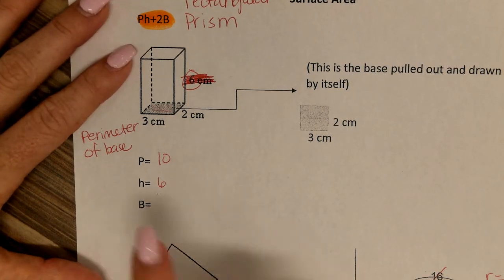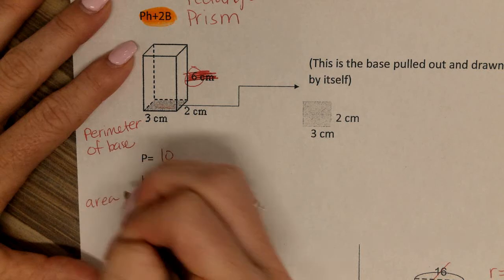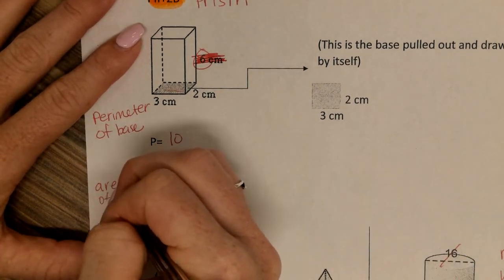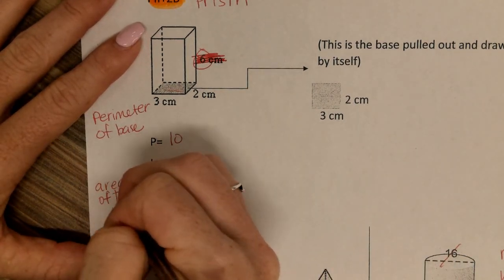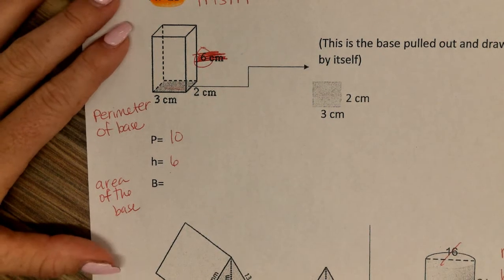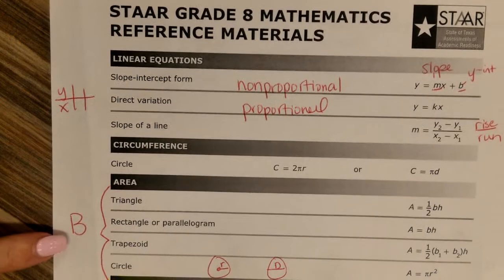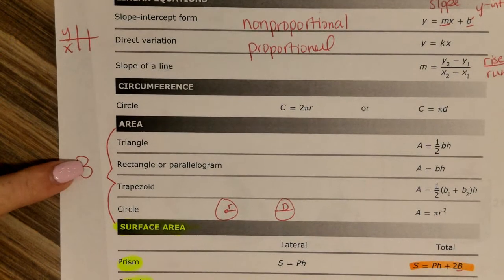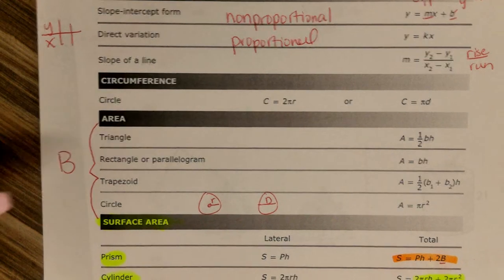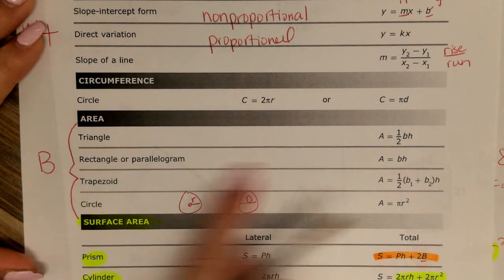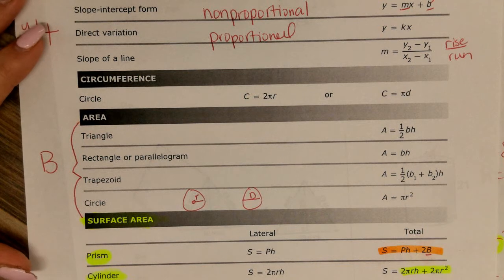What does big B mean? Area of the base. Now, go back to your star chart. This is why we put a big B right here. Because when you have a big B in your formula, it means you have to use one of these.